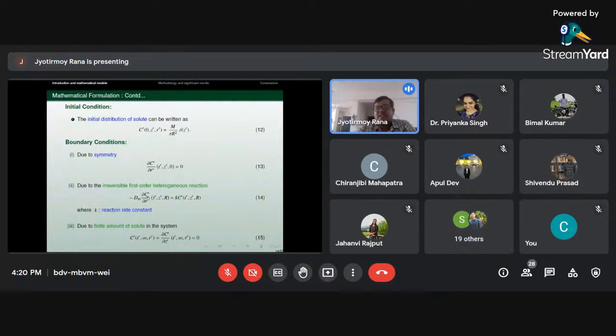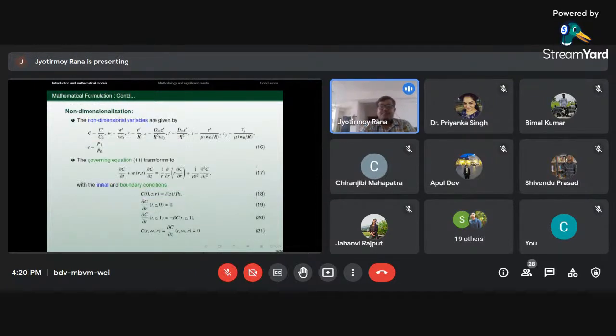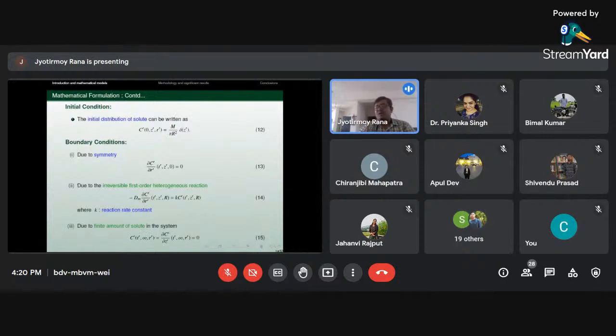Here the left hand side is due to the solute flux, and the right hand side is the concentration at the tube wall, and K is the reaction constant here. And also we have considered a finite amount of solute in the system. That's why at infinite distances the solute vanishes. So we have those conditions.